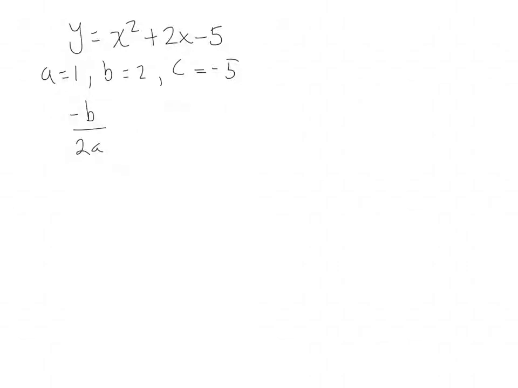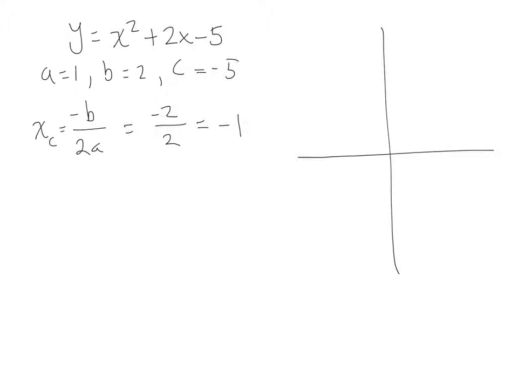So this is going to give us the opposite of b, which is negative 2, all over 2 times 1. So that's 2, which means it's negative 1. So our center line is at the value x equals negative 1. I'm going to write that as x sub c, the center line. And so if we sketch this, what we know immediately is that we have a center line at x equals negative 1. So I'm actually just going to draw that center line, which I'm not doing a very good job of. Let's try that again.